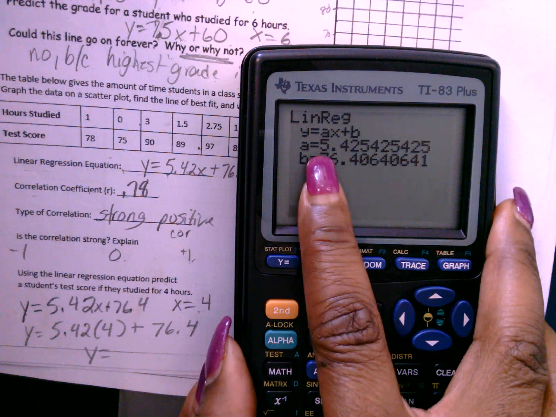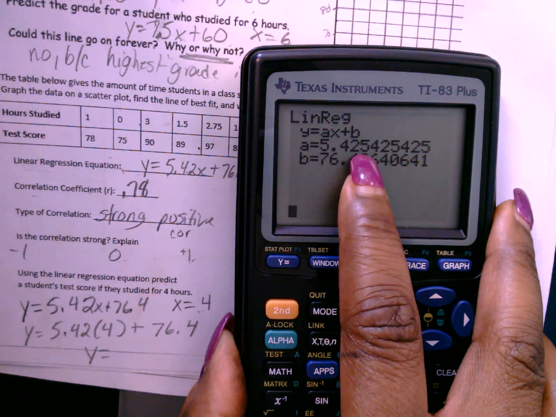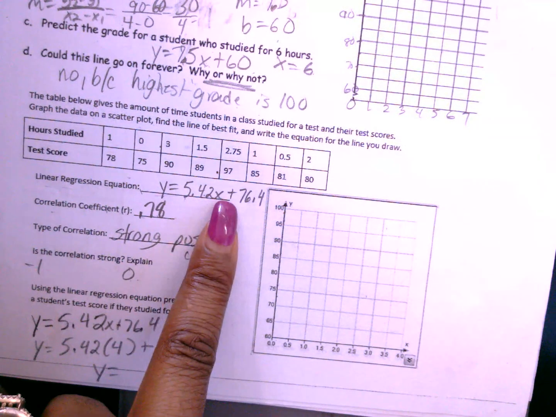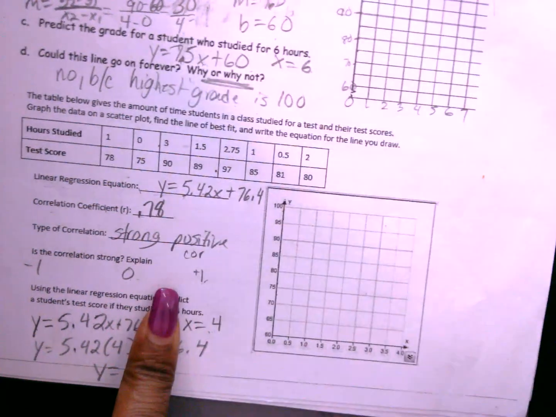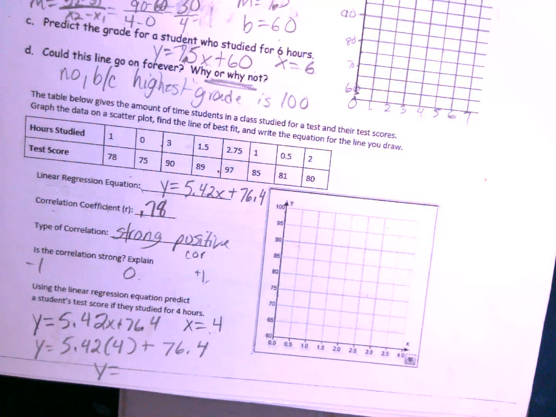And this is your equation. I'm going to just truncate. I'm going to cut the decimal off after the second number. So that's why I put 5.42x. And then the y-intercept is 76.4. Do you see it? Do you remember? Do you get it?